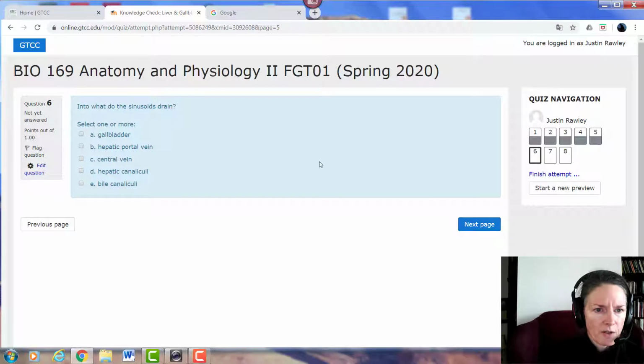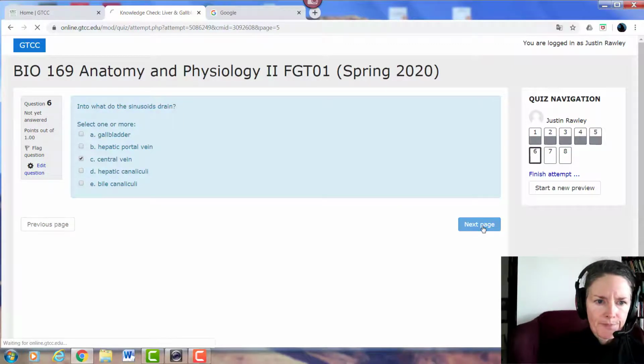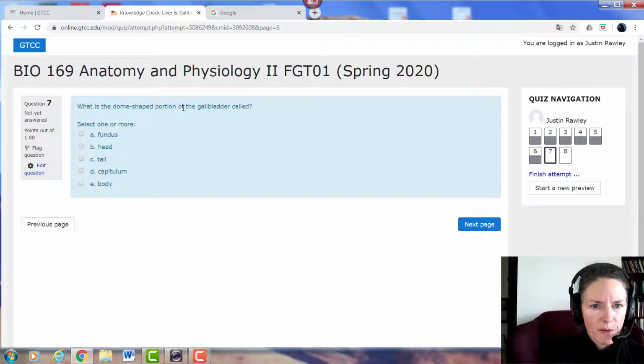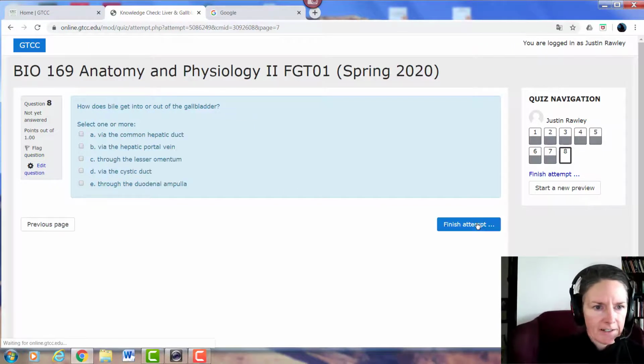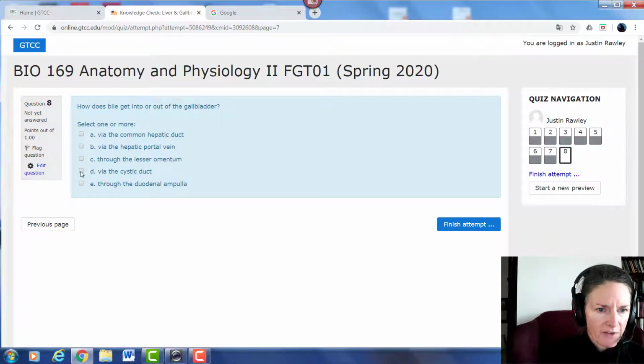All right, into what do the sinusoids drain? This I didn't actually mention in the slide. I just had an arrow pointing to it. That would be the central vein right there in the middle of each lobule. All the sinusoids sort of run into that thing. All right. What is the dome-shaped portion of the gallbladder called? Well, anytime we have a dome-shaped thing, it's usually called a fundus. All right. How does bile get into or out of the gallbladder? Well, it has to go via the cystic duct.